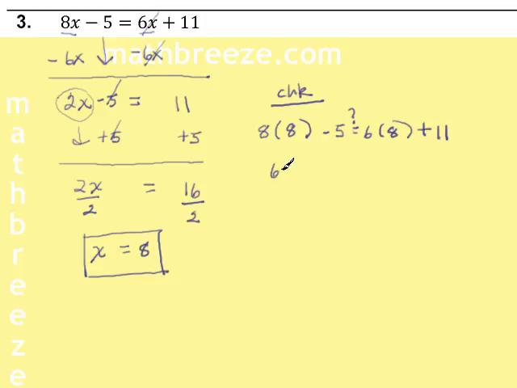Alright, so let's do this. Here we have 64 minus 5. And we want to see, is that equal to 6 times 8 is 48 plus 11. 64 subtract 5 is 59. And 48 and 11 is also 59. Both sides are equal, so that means our answer does check.